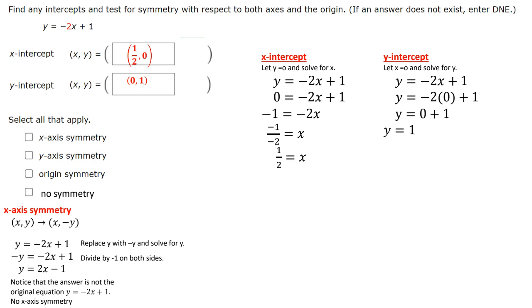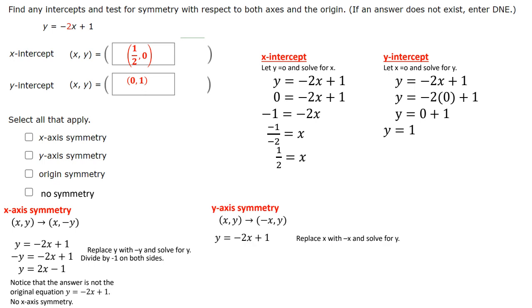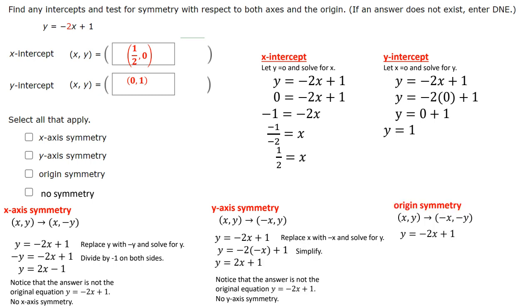Now we'll check for the y-axis symmetry. To check for the y-axis symmetry, we replace the x with a negative x and solve for y. When we do this, we see that it's also not the same equation as the one given. So it does not have y-axis symmetry.